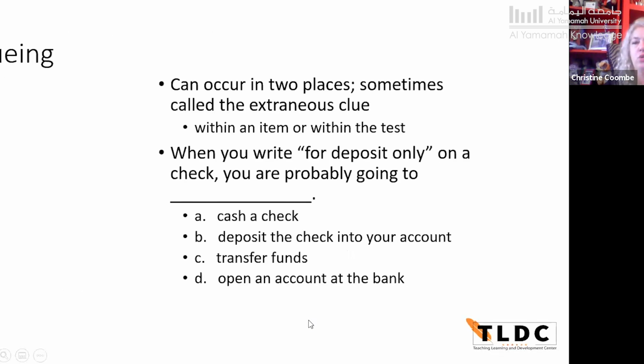Let's start with queuing. A queuing item violation is one that can occur in two places within the item, such as the example here. When you write "for deposit only" on a check, you are probably going to deposit the check into your account. So it's the word-for-word "deposit." That's queuing within an item. You can also have a queuing violation within the test, and that's where a student finds the answer to one question somewhere else on your test.